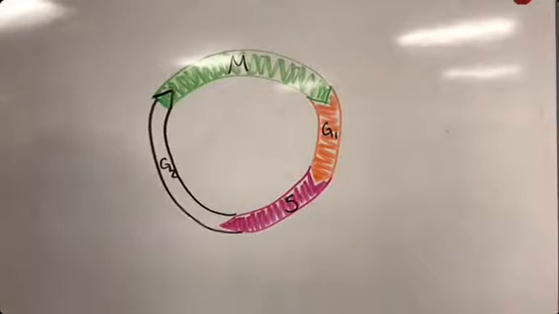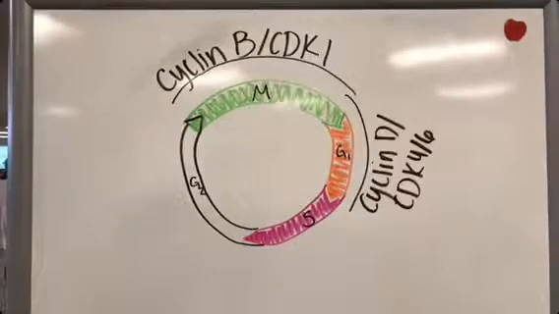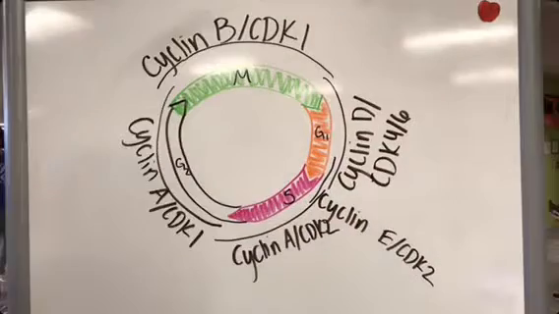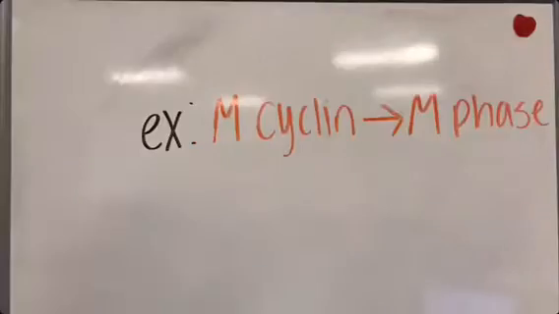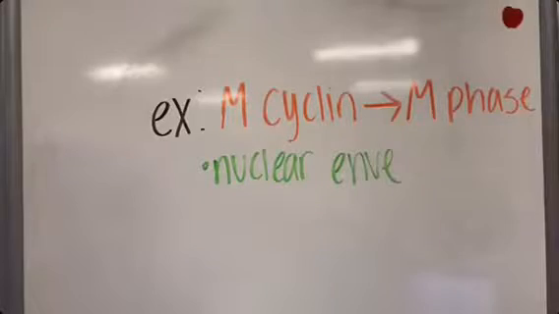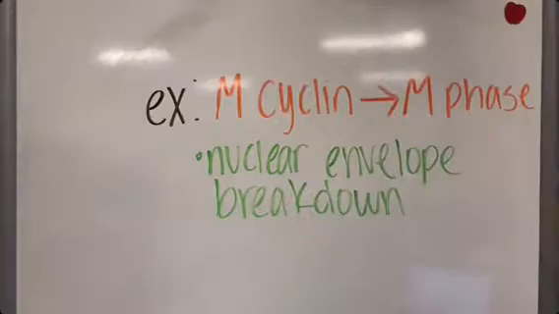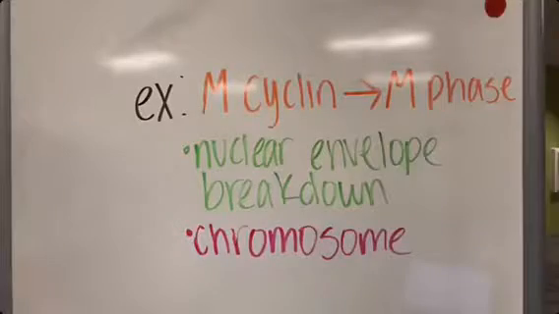Each cyclin is associated with a particular phase, transition, or set of phases in the cell cycle and helps drive the events of that phase or period. For example, the M cyclin promotes the events of M phase, such as nuclear envelope breakdown and chromosome condensation.